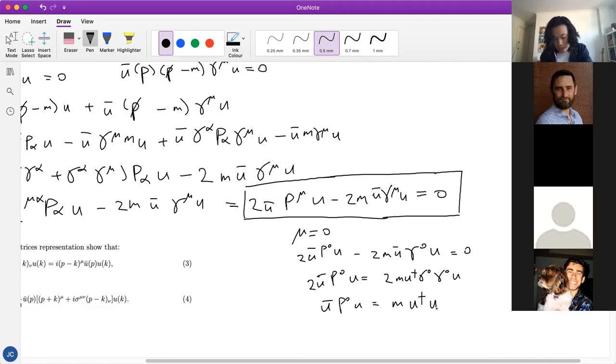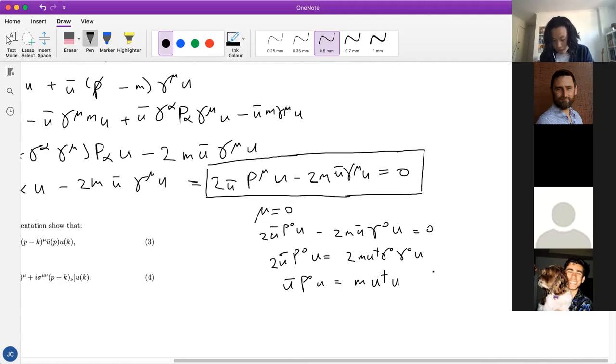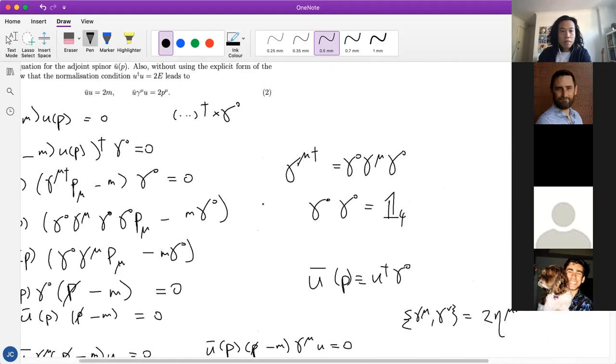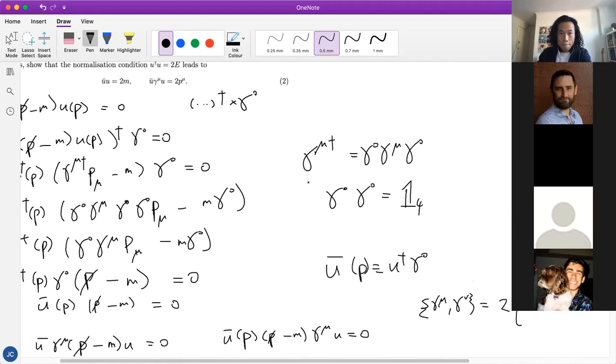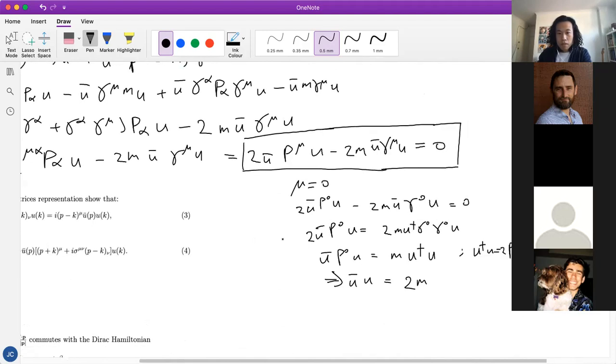Taking this U bar, U dagger U, recall that the normalization condition for the Dirac equation is that we normalize the Dirac equation by demanding U bar U to equal 2 times the energy. So 2 times P naught. So then putting that into here, we get that U bar U must equal 2 times the mass. Because once we sub this 2 P naught in here, the P naughts cancel out and then you end up with 2m. So that's one of the first conditions that we had to derive. So this U bar U is equal to 2m. So that was that here.